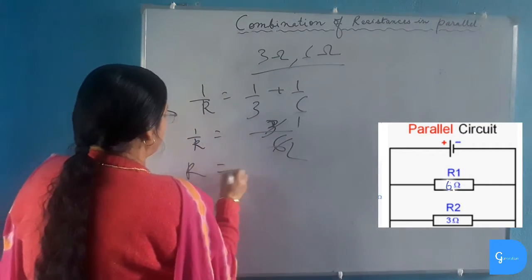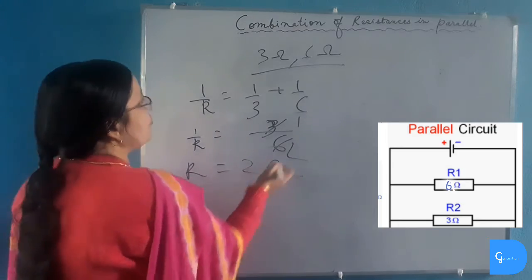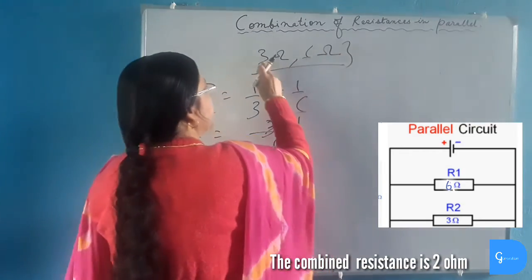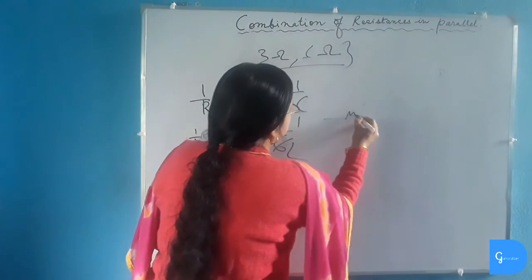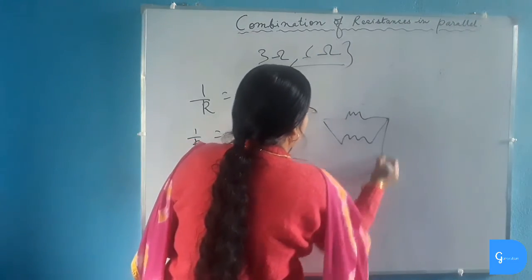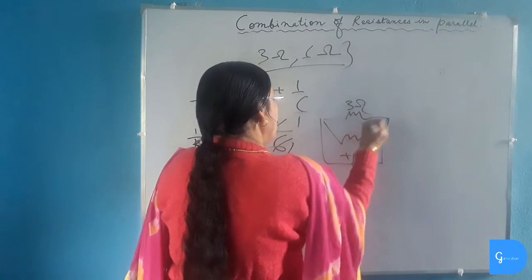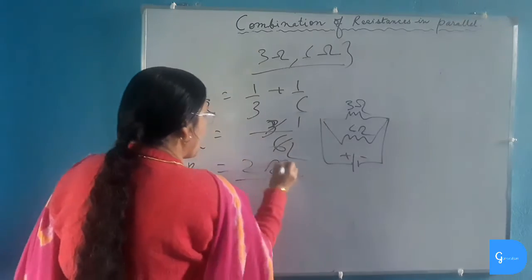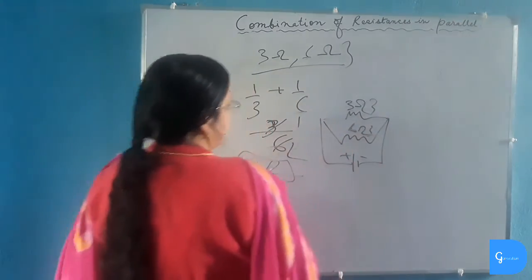Or R will be equal to 2 ohm. Thus, the combined resistance is 2 ohm, which is less than either of the resistors that are connected in parallel. So, if two resistors 3 ohm and 6 ohm are connected in parallel, then the combined resistance will be equal to 2 ohm, which is smaller than each of the individual resistors.